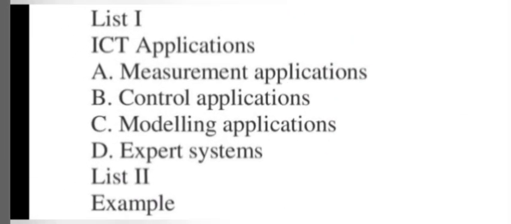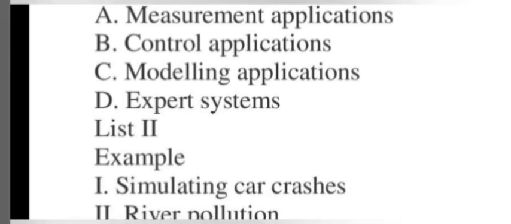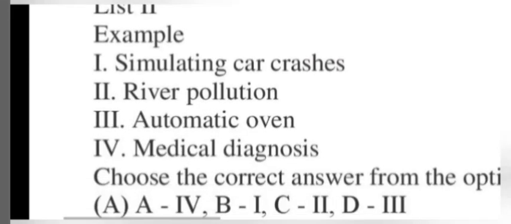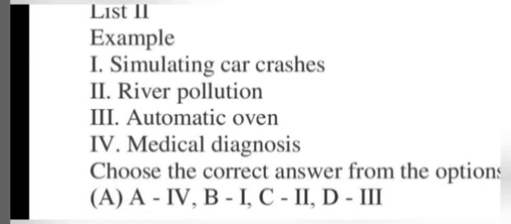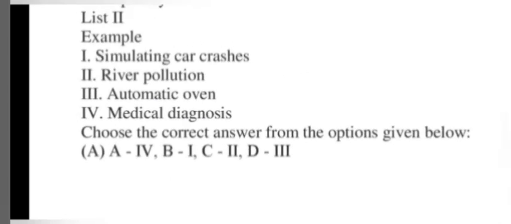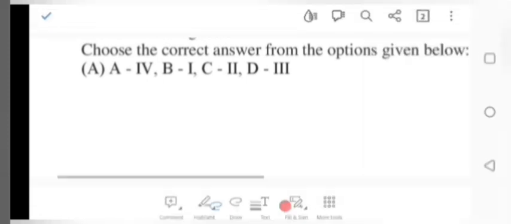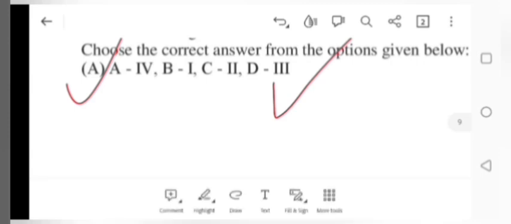Okay, 35 says match list 1 with list 2. In list 1, we have ICT applications, A, B, C, D are given. I will read one after another. Measurement applications, control applications, modeling applications, the expert system. In list 2, we have example, simulating car crashes, the river pollution, automatic oven, the medical diagnosis. So these are the options for you. Number 35 correct option for this question, it will be A will be related to 4, B 1, C 2, D 3. That means number A will be correct.